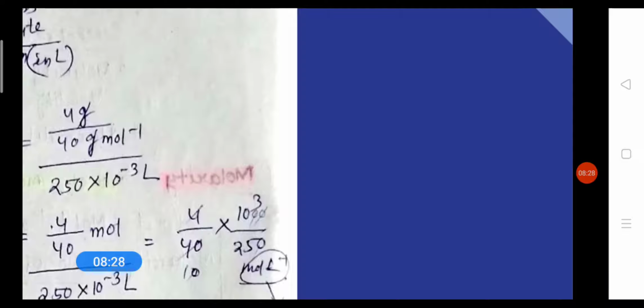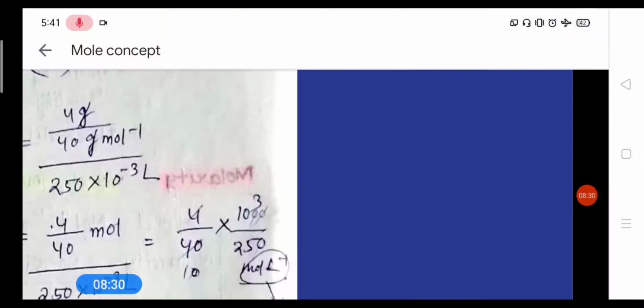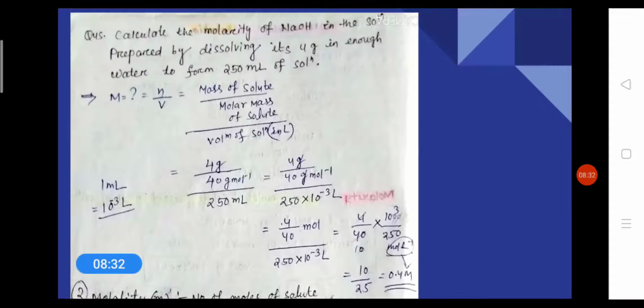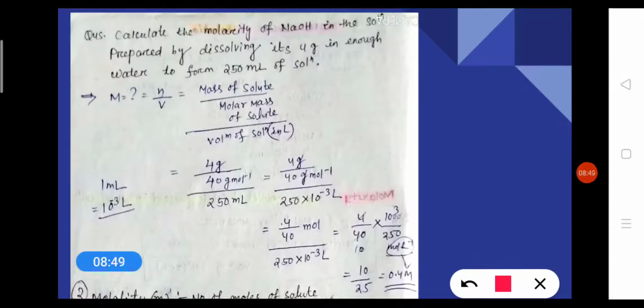Then next, molality. Before molality, here is another question on the basis of molarity. Calculate the molarity of NaOH in the solution prepared by dissolving 4 gram of it in enough water to form 250 ml of solution.